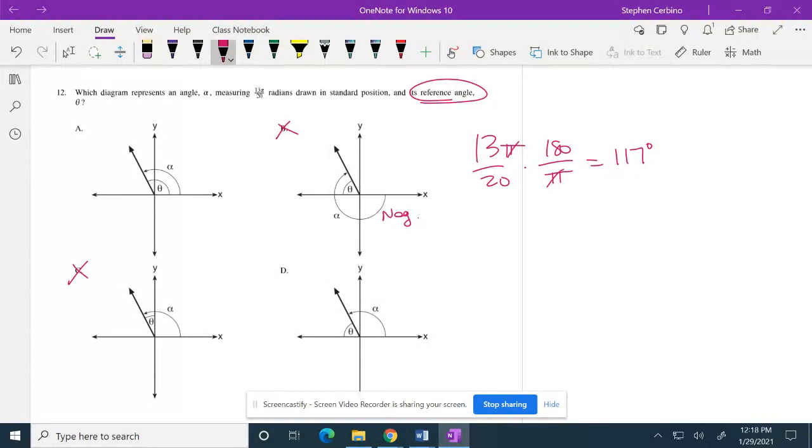So C doesn't make sense. This angle goes back to the y-axis. D is the answer because that's the angle that gets us back to the x-axis in the quadrant we're in. A is the distraction answer because it does get you back to the x-axis, just in the wrong quadrant. Right? We want to create an angle in quadrant 2.